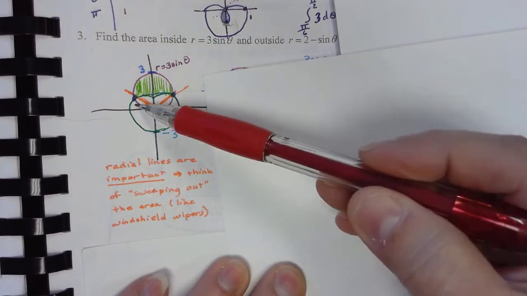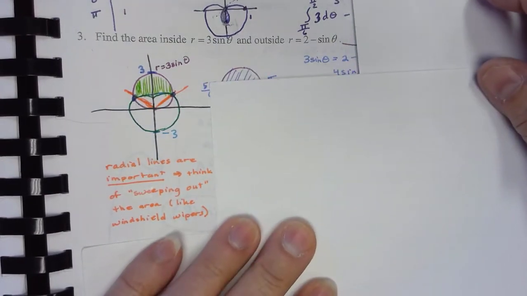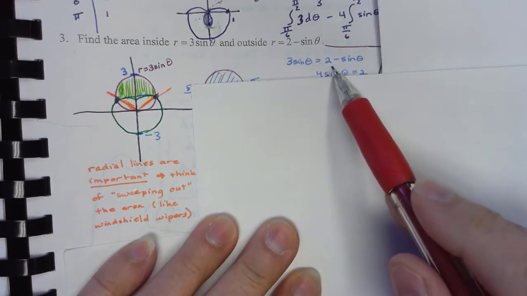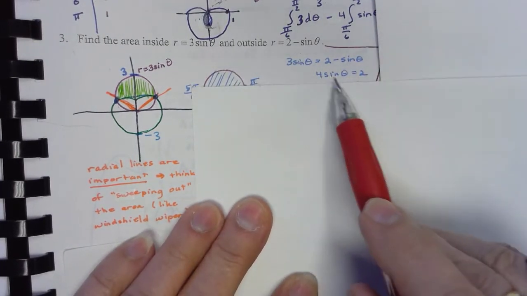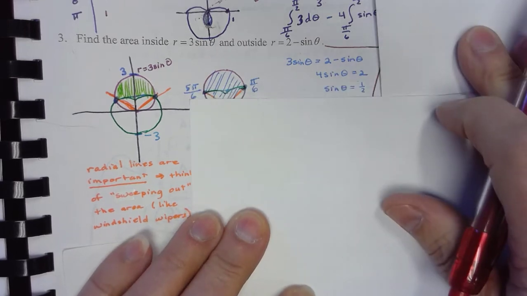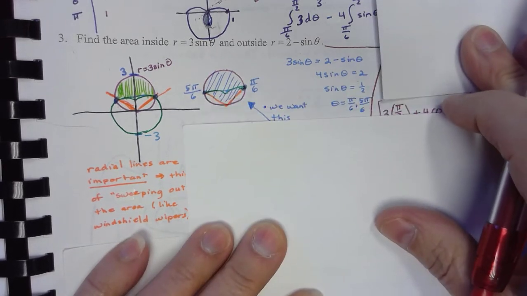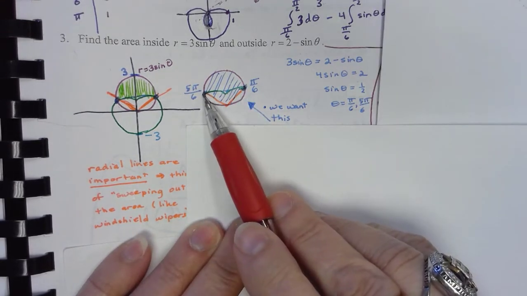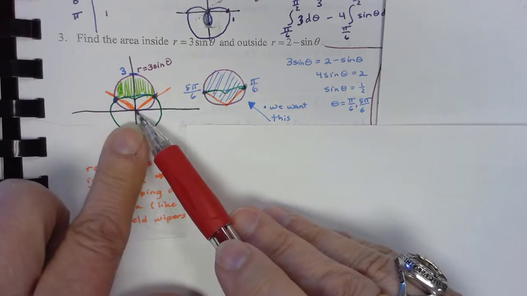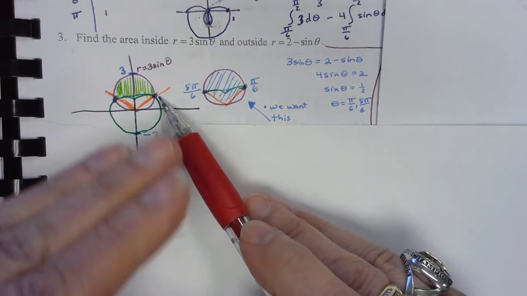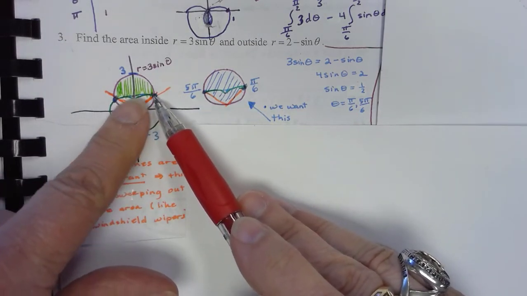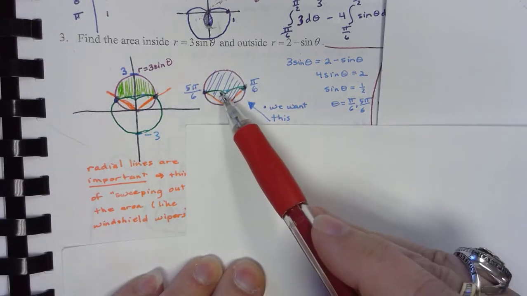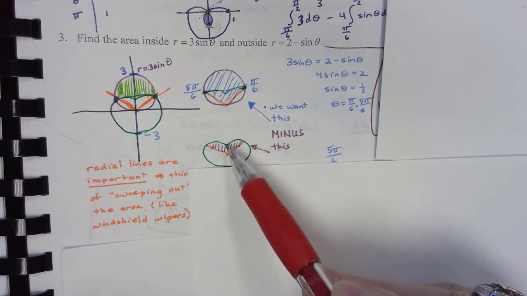So I need to know those points. We need to look at where 3 sine theta equals 2 minus sine theta. That's going to give us 4 sine theta equals 2, or sine theta is 1/2. So our angles are pi over 6 and 5 pi over 6. Now, from the pole, if I take pi over 6 to 5 pi over 6, that gives me all of that. I don't want all of that. I need to get rid of that part.